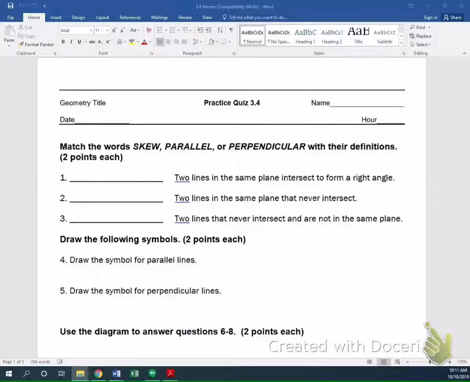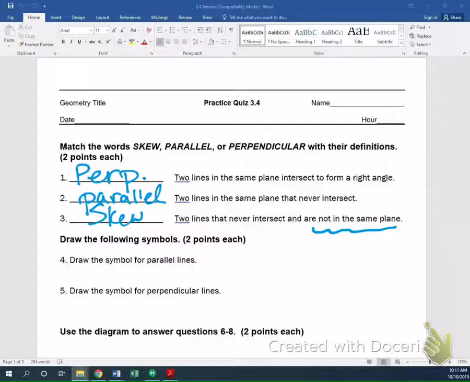All right, so two lines that are in the same plane and intersect to form right angles. What is that? Perpendicular. Perpendicular, good. Can we put the symbol? Sure. Two lines in the same plane that never intersect. Parallel, good. And then two lines that never intersect. Here's the important part, and they're not in the same plane. That's how it's different than parallel. Those are skew.